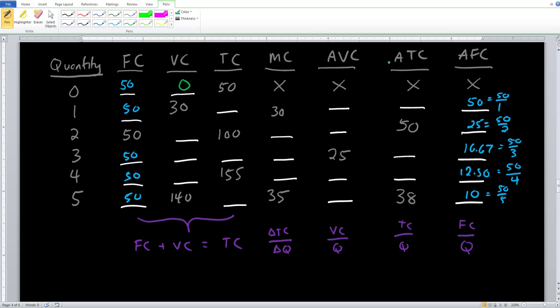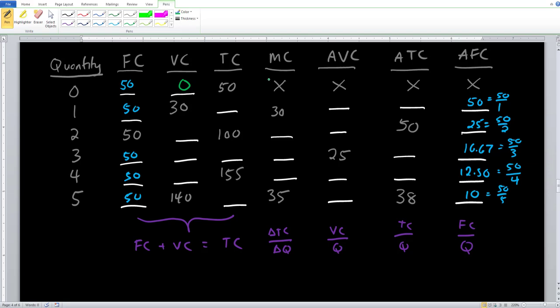You're going to notice that for a quantity of 0, we're going to be unable to solve for marginal cost, AVC, ATC, and AFC, essentially because we don't have enough information. We can't solve for any of the average measures because that'll give us an undefined answer, and we can't solve for marginal cost because we don't have a previous row to go from. So some things to keep in mind.